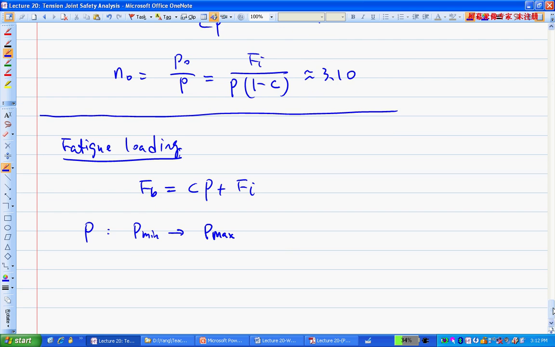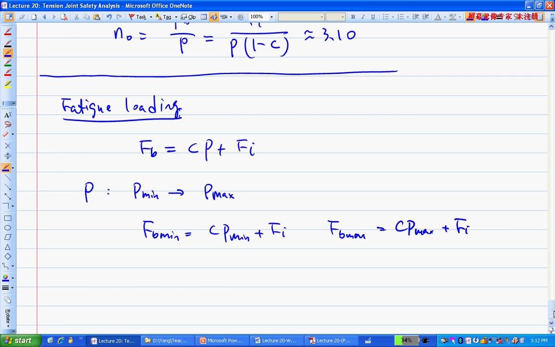If this is the case, then the resultant load on the bolt is not going to be constant either, right? So FB has a certain mean value corresponding to the P mean, and FB has a max value corresponding to the P max. Okay, so that's the fatigue part. FB causes a stress on the bolt.